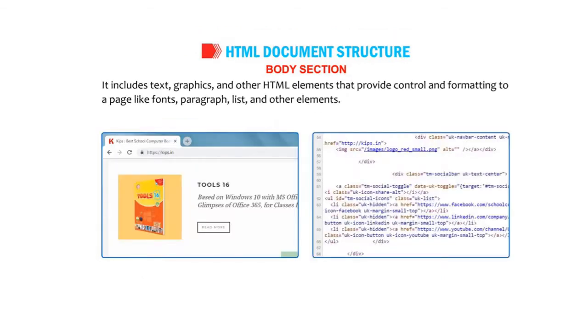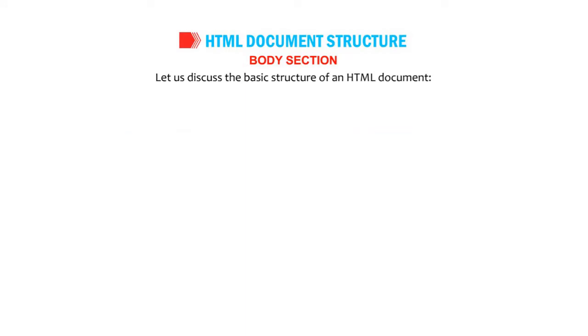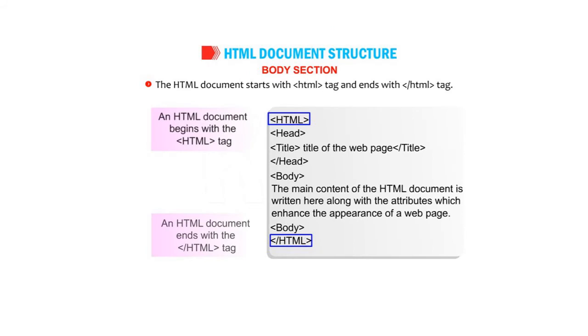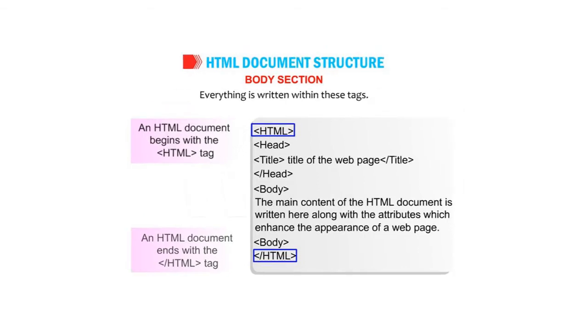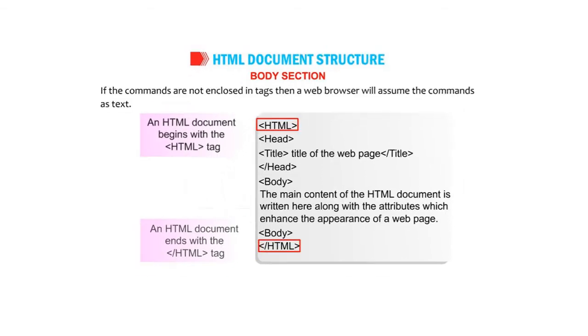It includes text, graphics, and other HTML elements that provide control and formatting to a page, like fonts, paragraphs, lists, and other elements. Let us discuss the basic structure of an HTML document. The HTML document starts with the HTML opening tag and ends with the HTML closing tag. Everything is written within these tags. If the commands are not enclosed in tags, then a web browser will assume the commands as text.